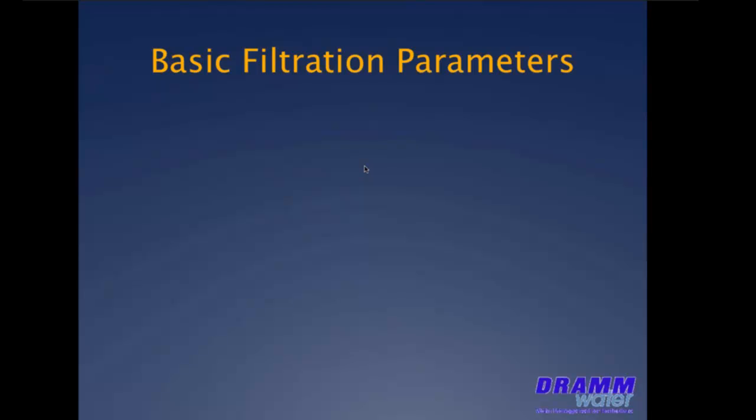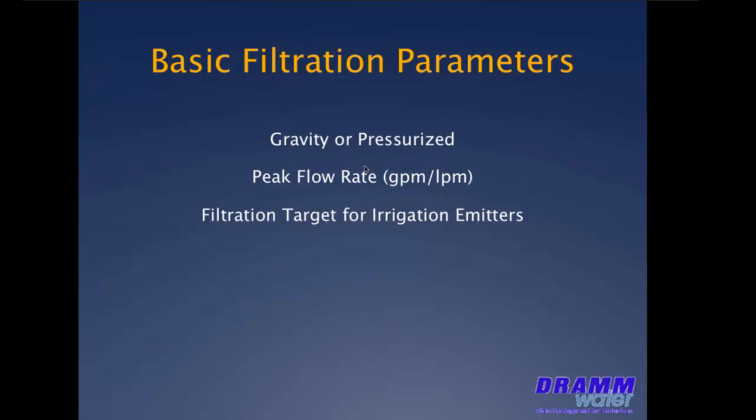So here's a summary of the key selections to make in the design of a standard filtration system. This isn't a superior filtration. This is just standard. We're familiar with most of these. Obviously, we need to determine if it's going to be a gravity or a pressurized system. What is the peak flow rate in gallons per minute or liters per minute? What is the filtration target for the irrigation emitters, the standard component-centric questions?